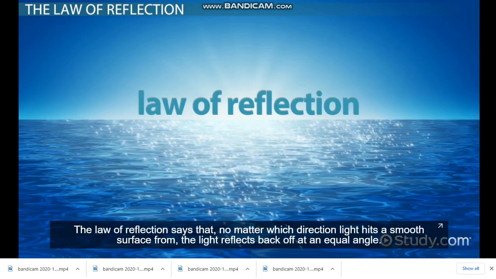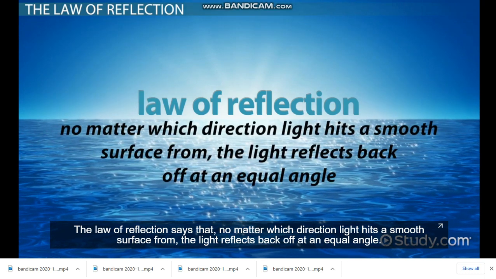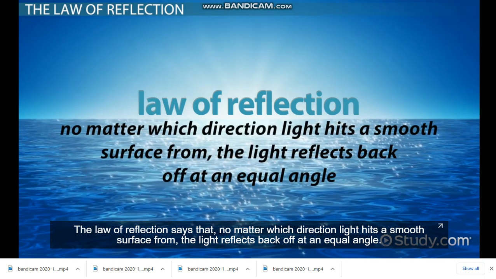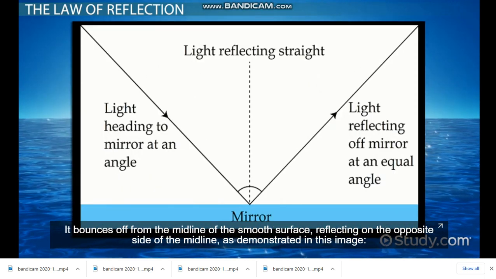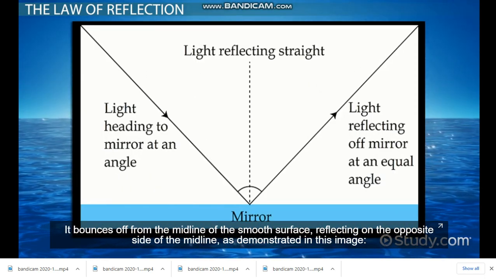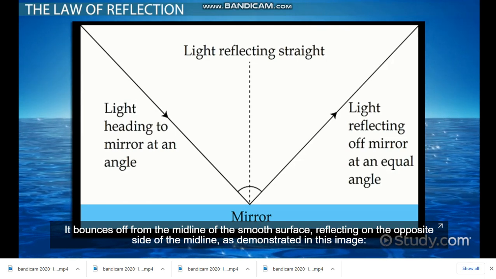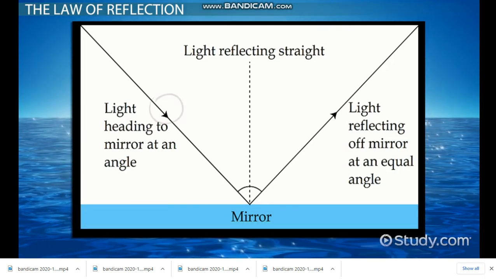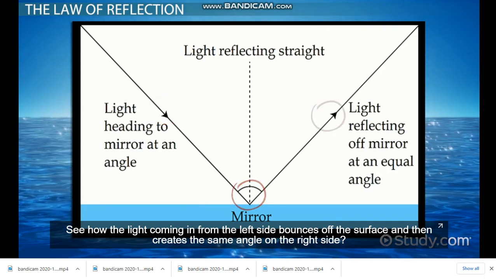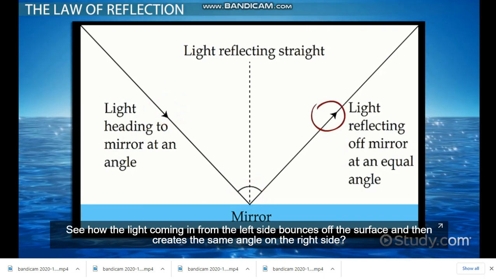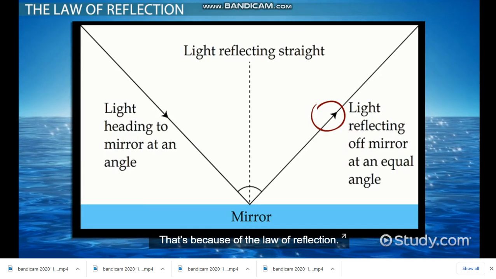The law of reflection says that no matter which direction light hits a smooth surface from, the light reflects back off at an equal angle. It bounces off from the midline of the smooth surface, reflecting on the opposite side of the midline, as demonstrated in this image. See how the light coming in from the left side bounces off the surface and then creates the same angle on the right side? That's because of the law of reflection.